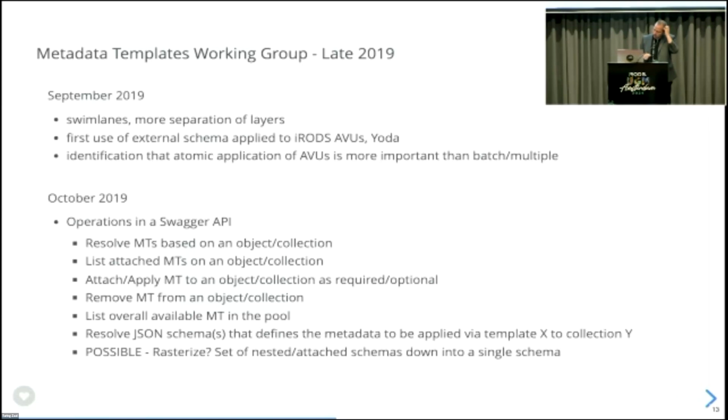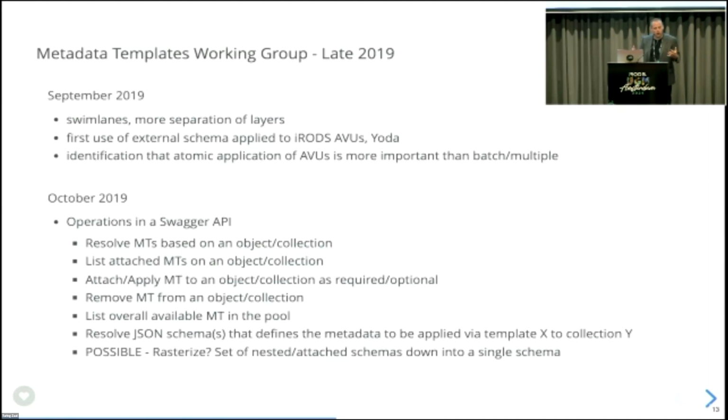By October, we said, okay, we're going to lean into this Swagger thing, and here are the 7 things we're going to have to implement. Well, 6 plus maybe a 7th. We need to resolve, right? Like what am I talking about? We need to be able to list the ones that are on there. We need to attach them. We need to remove them. I would like some kind of listing of what's available to me.